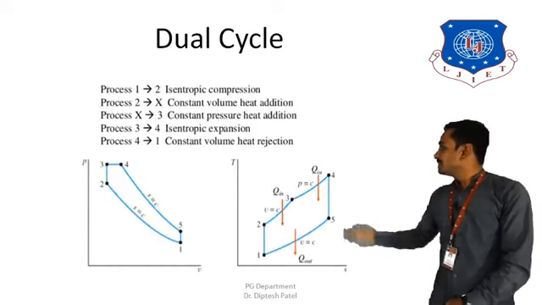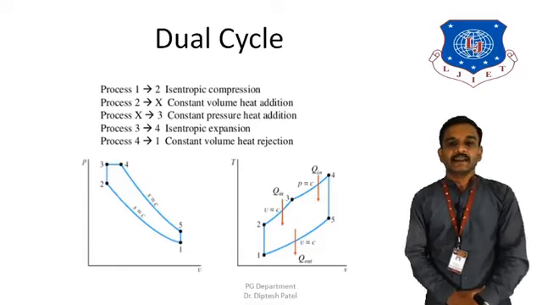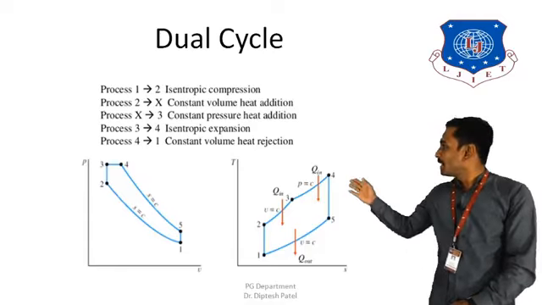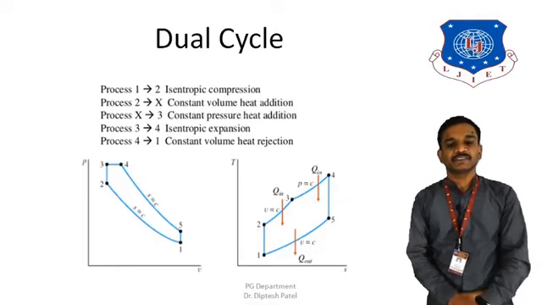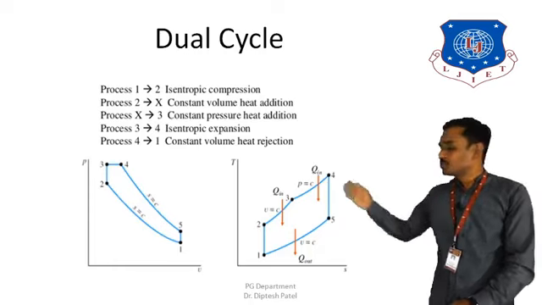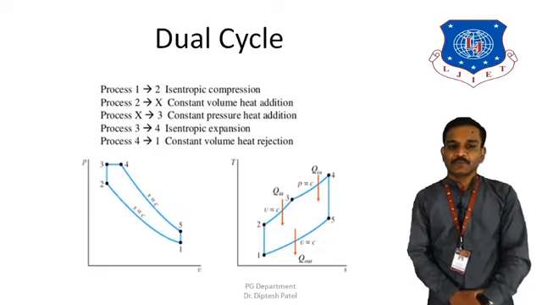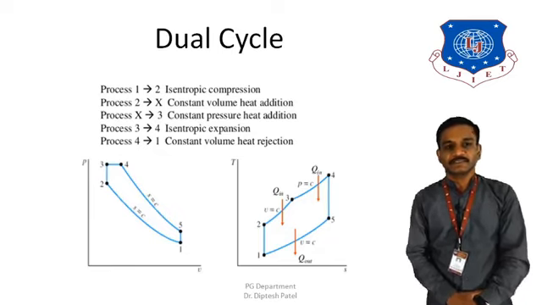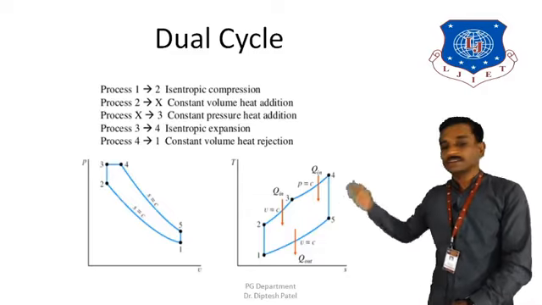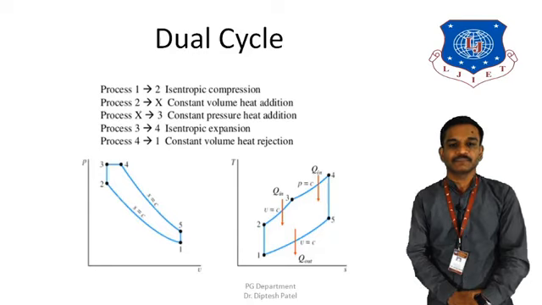Now as you can see on the screen, the PV and TS diagrams of the dual cycle. Process 1 to 2 indicates the isentropic compression, and the entropy remains constant at that time. It shows both the PV and TS diagrams. You can see process 1 to 2 in both diagrams, where 1 to 2 is a compression process: pressure rises while the volume reduces from V1 to V2, the entropy remains constant, and the temperature also increases. Then process 2 to 3 is a constant volume heat addition process.